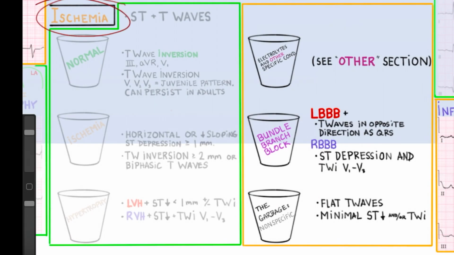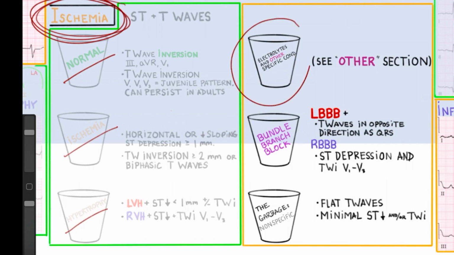Let's do the level 2 part of ischemia. So there were 3 buckets in level 1: normal, T-wave inversions and ST changes; ischemic, T-wave inversions and ST changes; hypertrophy, T-wave inversion and ST changes. All right, let's look at the 3 other buckets.